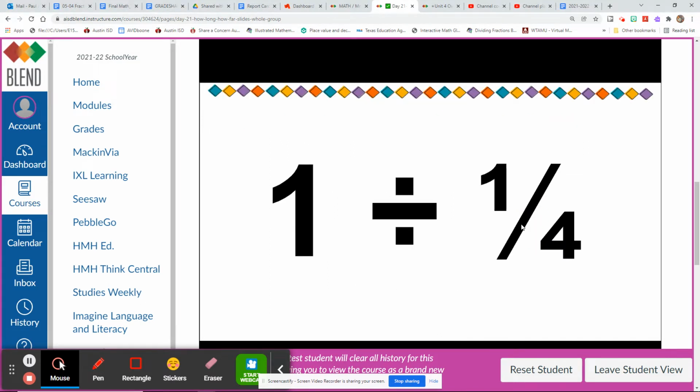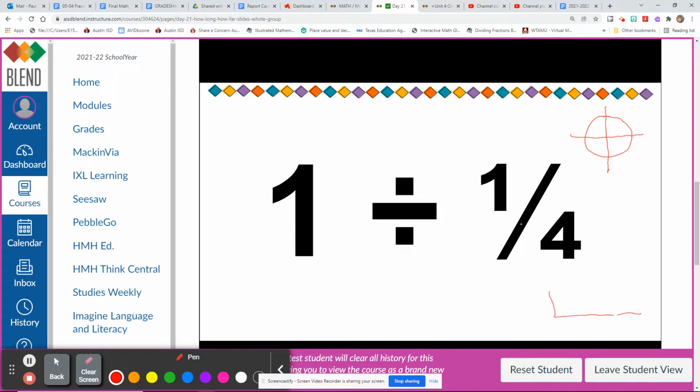All right, so let's try to divide this. 1 divided into 1/4 size pieces. Let's look at a picture first. Here's one whole, and then I cut it into 1/4 size pieces. How many pieces are there? However many pieces there are is our answer. So 1 divided into 1/4 size pieces gives us 1, 2, 3, 4 pieces.